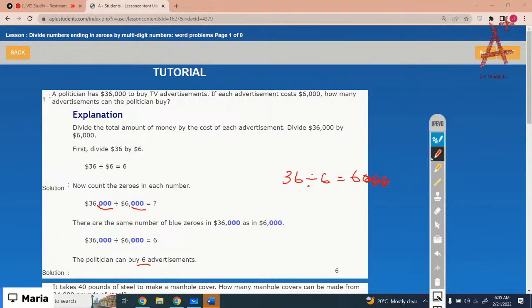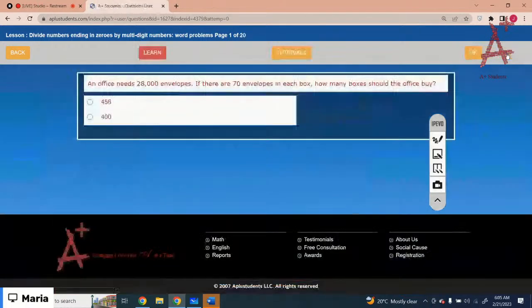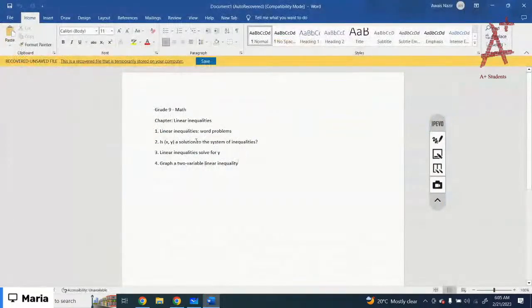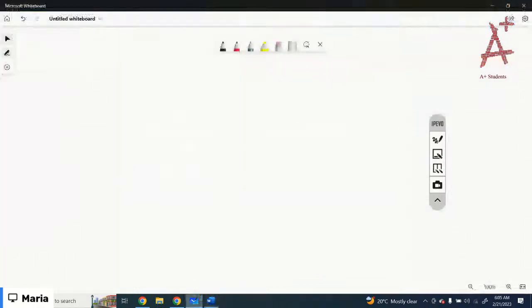Let's just start with the test questions. Okay. An office needs 28,000 employees. If there are 70 employees in each box, how many boxes should the office buy? So 28,000 divided by 70.